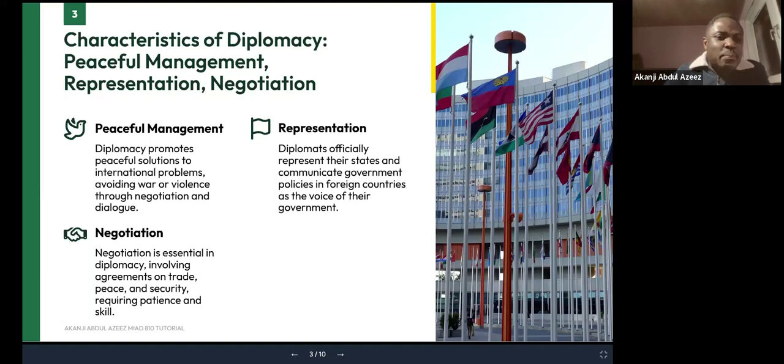Number two is representation. When we say representation, here we mean representation of the state. At the beginning, I said those people that work in this aspect are called diplomats, and these diplomats represent the interest of their own country. They represent their country in foreign states because they act as the official voice of the government and communicate their country's policy, interest, and position in another country.